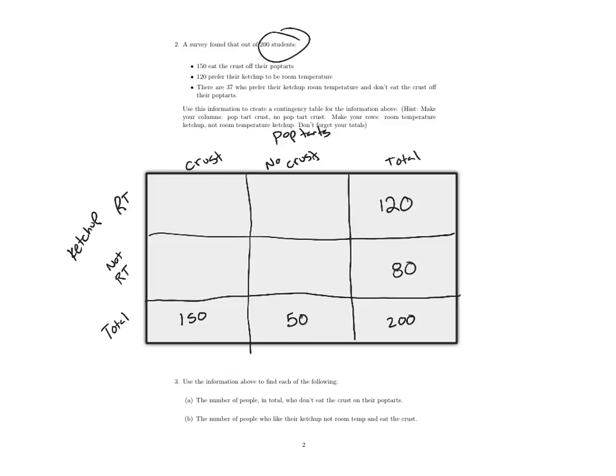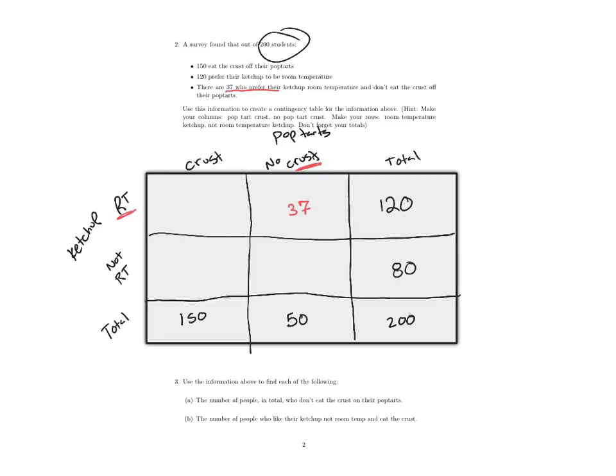After I filled in that, the next thing I do is fill in the inside of my table. I know from up here that 37 people prefer their ketchup to be room temperature, so I know I'm dealing with room temperature ketchup. And they also don't eat the crust on their Pop-Tarts, so they're no crust, room temperature people. That is, right here, there are 37 people.